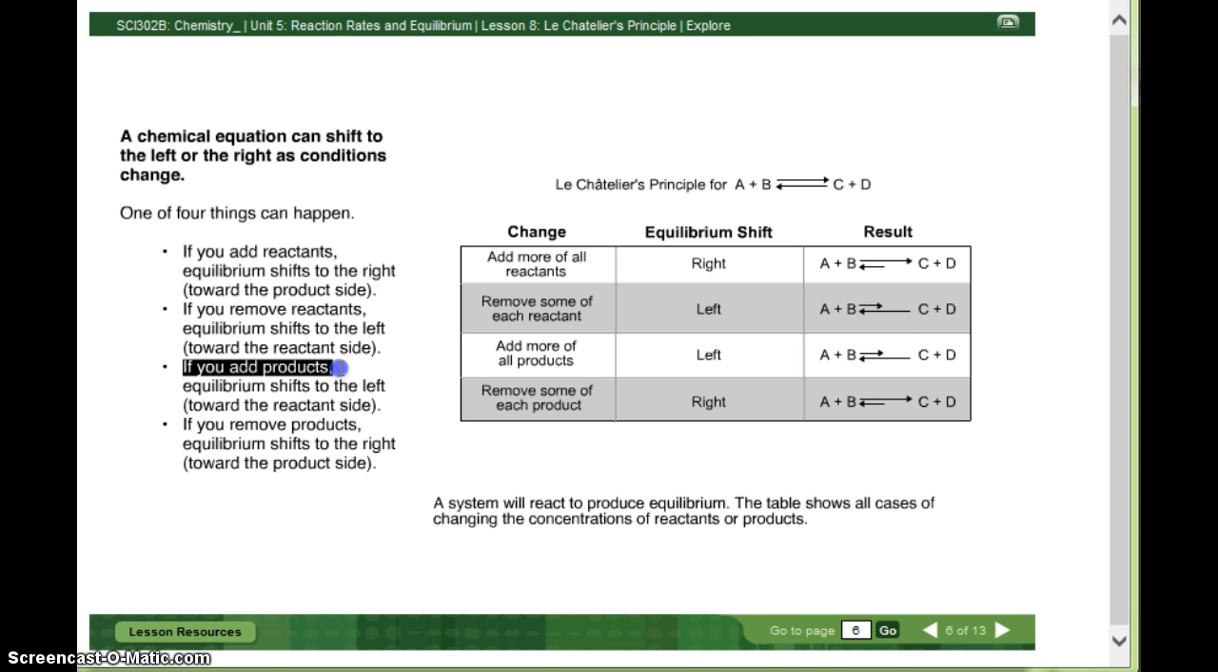If you add products, okay, so again, we have more over here on the product side. It's going to shift to the left. It's going to say, there's too many of us over here. Some of us need to break down and become reactants again. If you remove products, okay, so we got rid of the products, so now we have more reactants. It's going to shift to the right. A system will react to produce equilibrium.